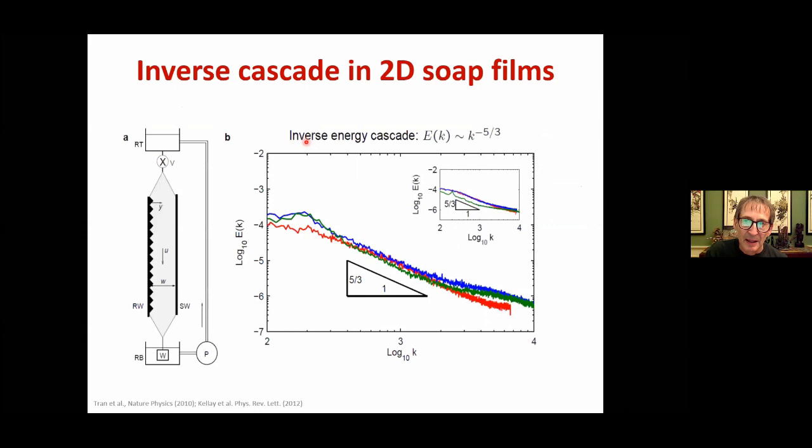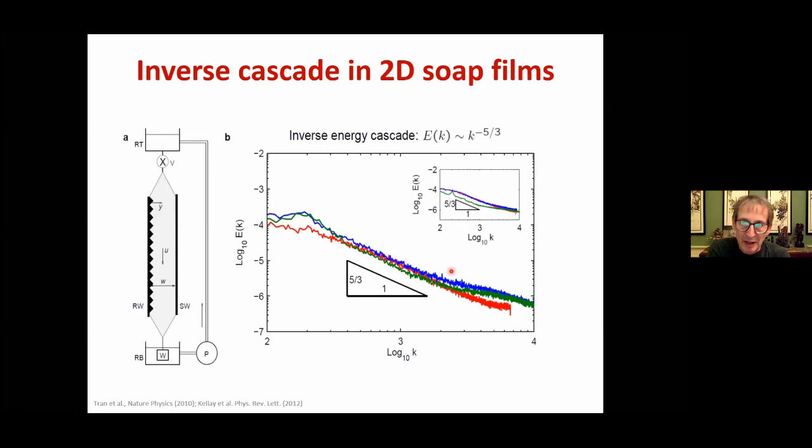We can also do this experiment. It took us a long time to figure out how to do it, but you could put a grid on one side of the pipe, and a saw blade, a corrugation, no grid, and then if you measure the spectrum near this wall here, what you find is that you have a 5/3 scaling for the energy spectrum. So you can create both these cascades in 2D soap films. And so now the question is, what is the friction factor in them?